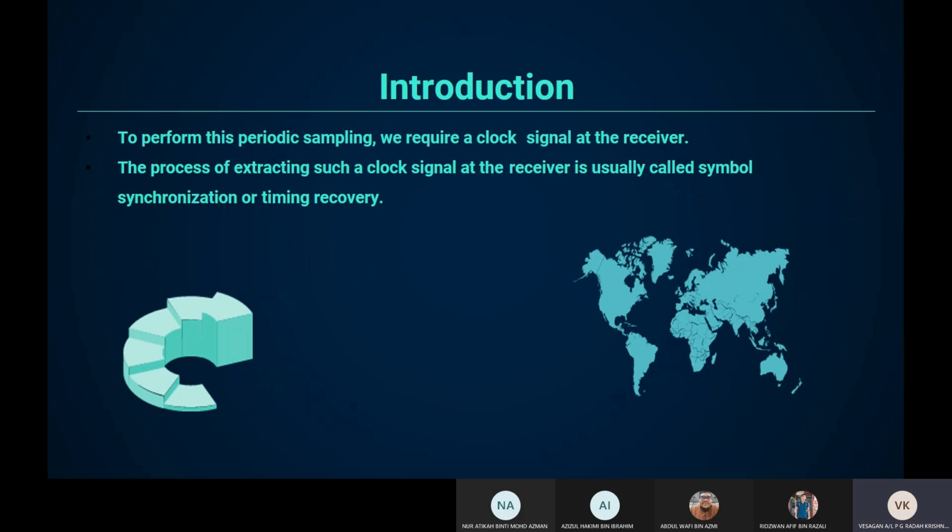Next, it is important to have a clock signal in order to perform periodic sampling, and the process of extracting the clock signal is called symbol synchronization or time recovery. In short, symbol timing synchronization is a method of estimating the receiver clock that is aligned in both phase and frequency with the transmitted clock.